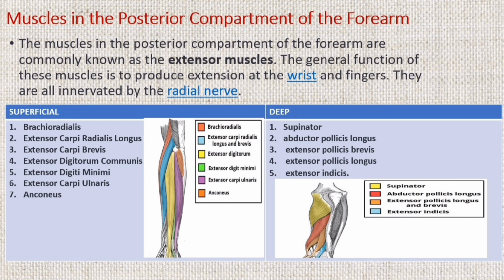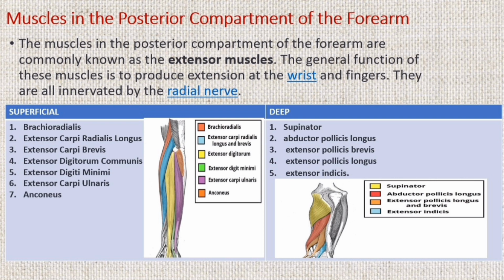Deep muscles. There are 5 muscles in the deep compartment of the posterior forearm: the supinator, abductor pollicis longus, extensor pollicis brevis, extensor pollicis longus and extensor indicis. With the exception of the supinator, these muscles act on the thumb and the index finger. Supinator. The supinator lies in the floor of the cubital fossa. It has 2 heads, which the deep branch of the radial nerve passes between.